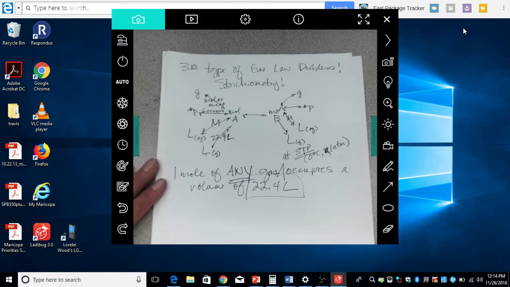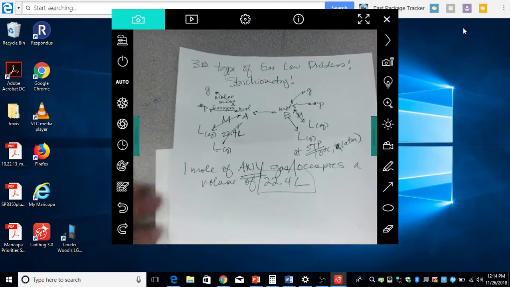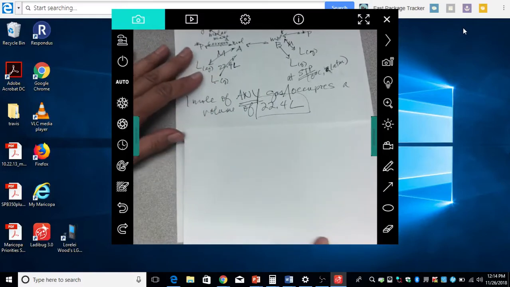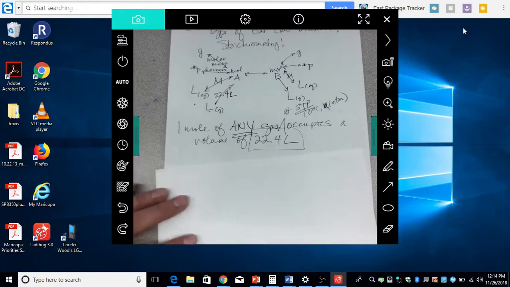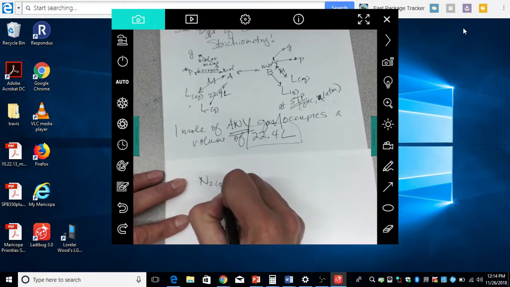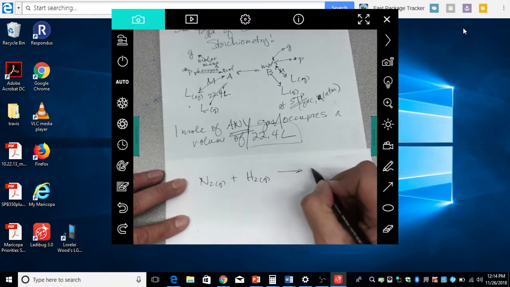So same type of thing. All right, let's try some gas law problems. And I'm going to start with my favorite gas equation, the Haber process, which takes nitrogen and hydrogen gas and makes ammonia out of it.